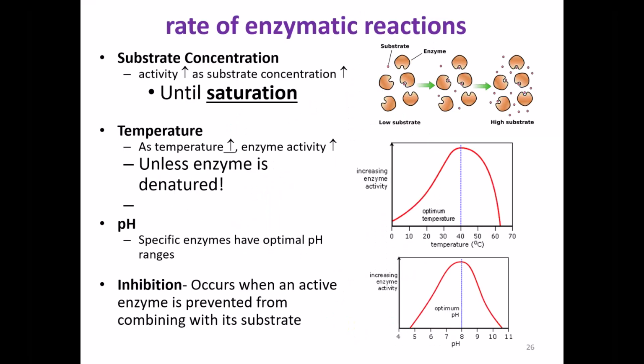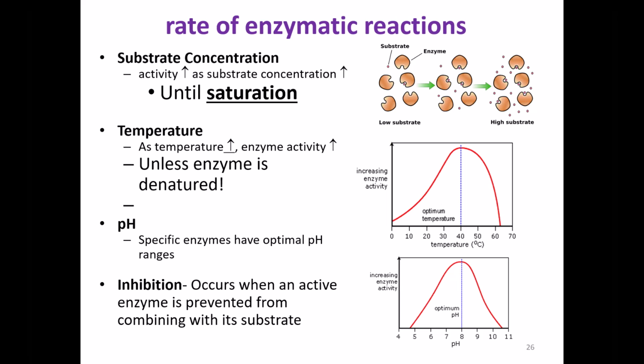So there's some things that can change the rate of the enzymatic reaction. If we increase substrate concentration, that increases the rate of the enzymatic reaction until all the enzymes are fully occupied by substrate. When that happens, the enzymes are said to be saturated. When the enzymes are saturated, they can't accept more substrates, so they can't go any faster than they're already going.